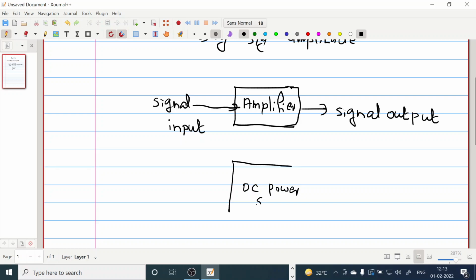So you know you are giving DC voltage to the transistors for biasing purpose. That DC voltage is used as the source of energy for amplifying the input signal.